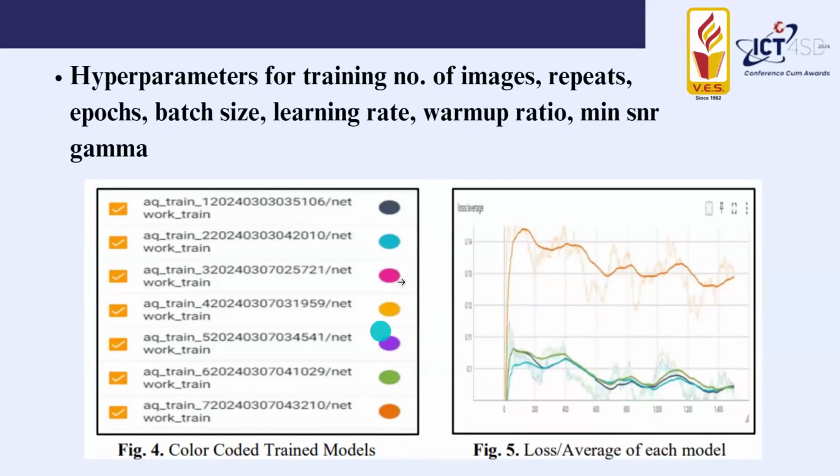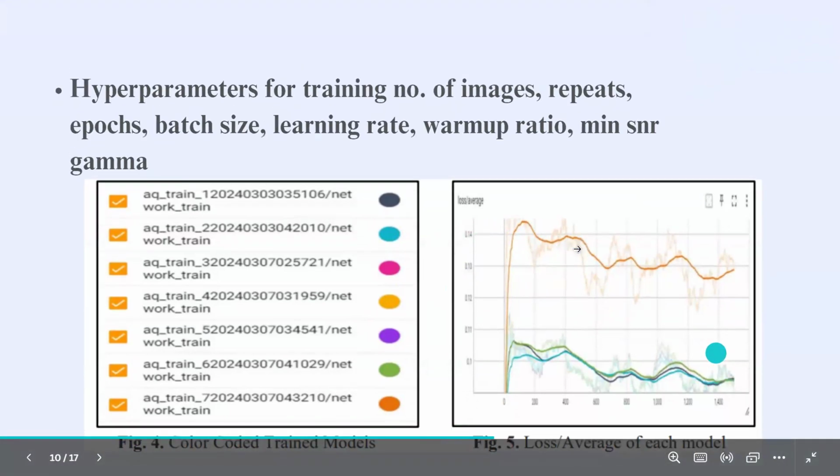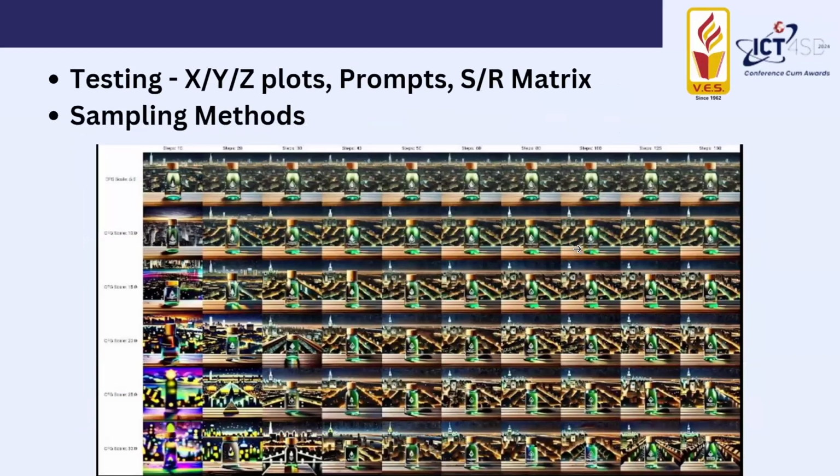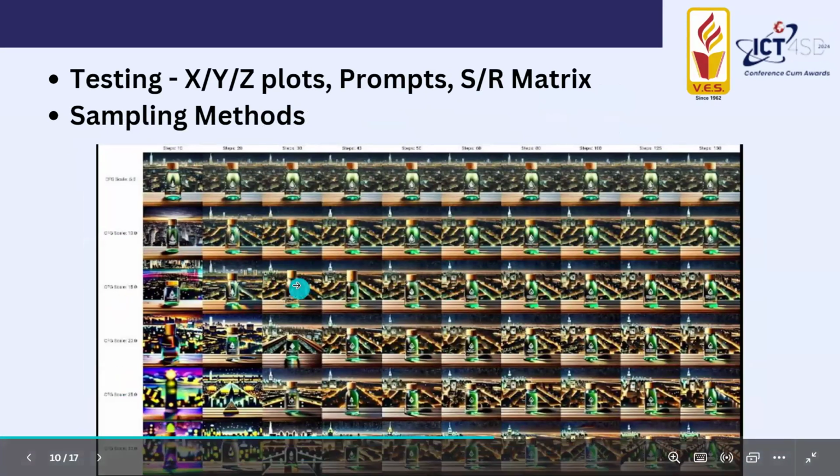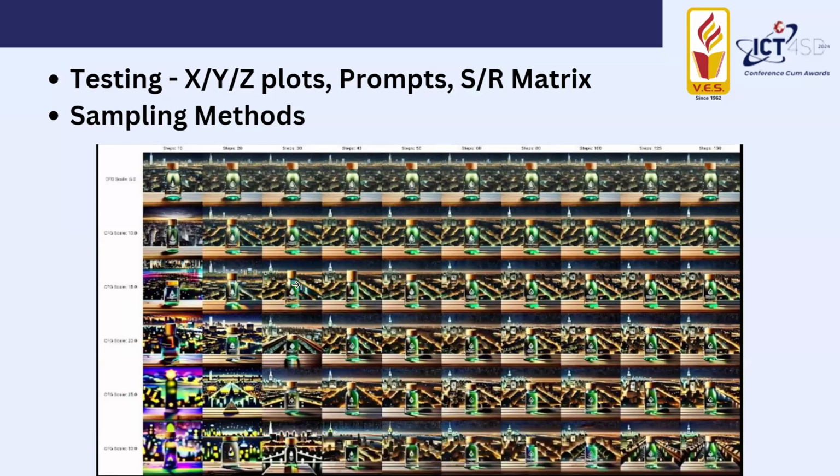These 7 color-coded models represent different sets of hyperparameters, and this loss to epoch graph indicates how different parameters play into the model training. All the models plateau after 1,300 steps. Automatic 1111 Web UI provides various testing/generation parameters such as XYZ plots and SR metrics. We tested metrics such as classifier-free guidance scale and sampling steps against each other and found that CFG scale exceeding 7 generated random artifacts in the image, and sampling steps beyond a certain point just consumed a lot of time but did not generate a better image.